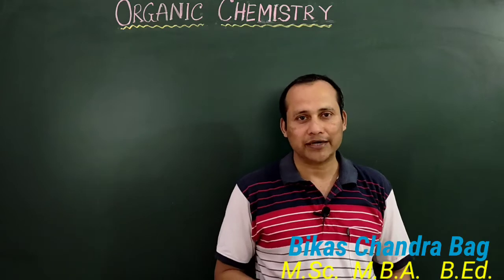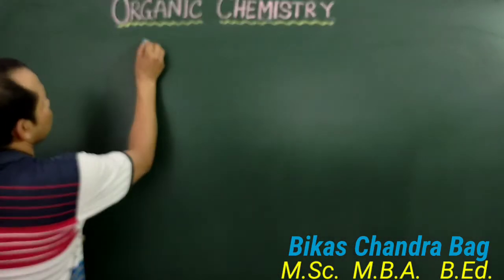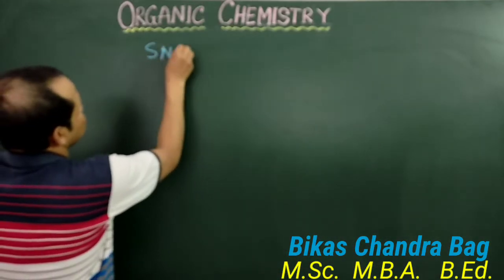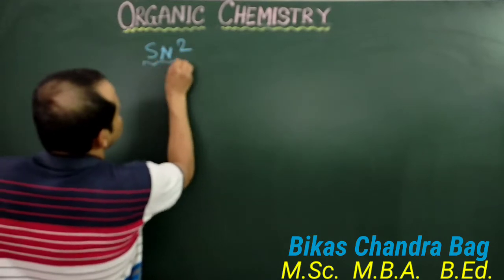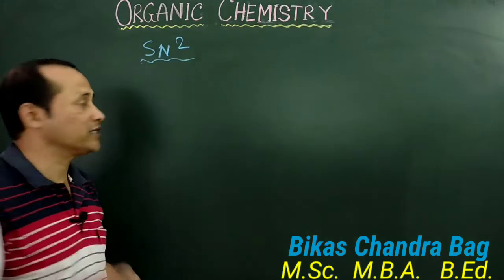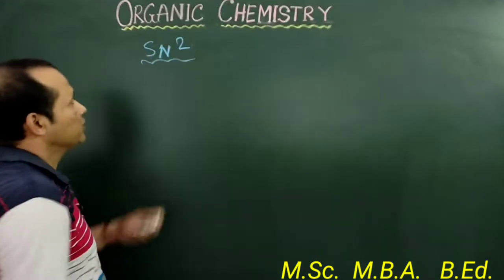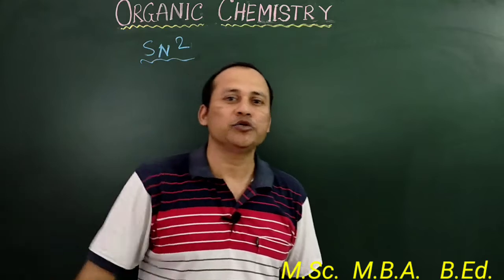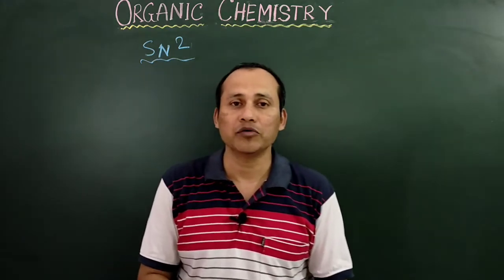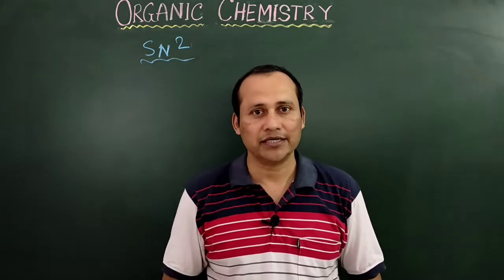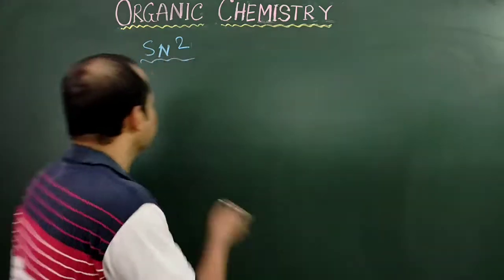Now first of all, in order to explain this we have to know what it means. Let us write down the term first: SN2. There are three terms in it: first S, then N, then 2. Now, to jump into it, let us write down one specific reaction to clarify this.